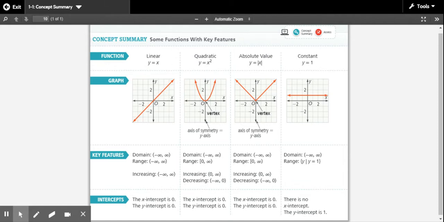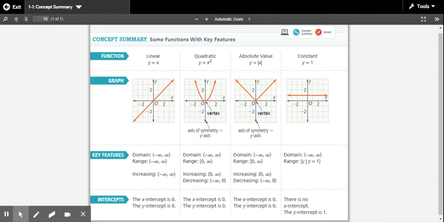It's a line. The domain and range are all real numbers. Specifically, y equals x is increasing the entire way, and they have intercepts at the zeros. It crosses through the origin. Y equals x squared is considered a quadratic function. Its domain, the x values can be anything, so the domain is all real numbers. The range goes from 0 and up. It's increasing for the second half, and it's decreasing for the first half from left to right. And this one also crosses through the origin, so the intercepts are both 0.